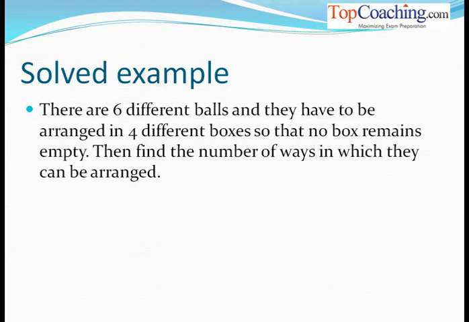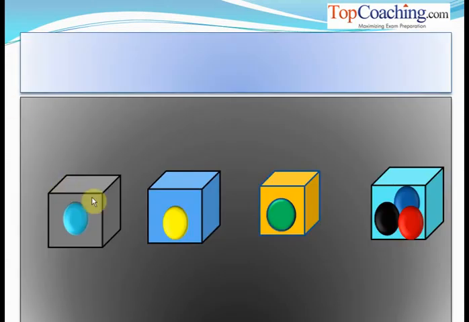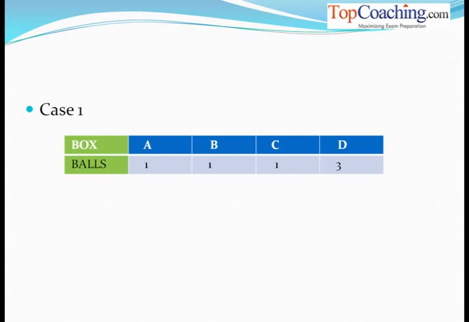Now the 4 boxes can be this way. We have been given 6 balls. So what can be the combination is, one box can contain one ball, one box can contain again one ball, the third box can also contain one ball, and the fourth one can contain 3 balls. Now we can write it in a table form that box A can contain one ball, box B can contain one ball, box C can contain again one ball, and box D can contain 3 balls.